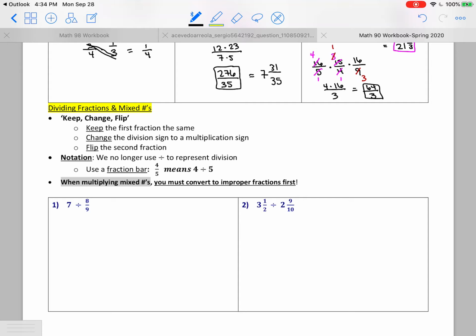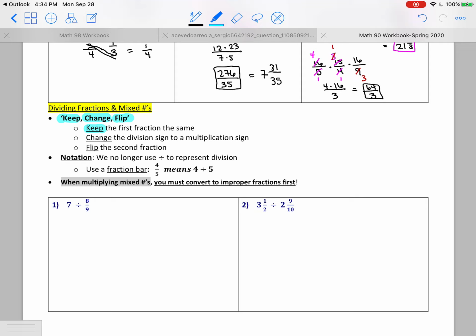All right, let's move on and talk about division of fractions. So division of fractions has different rules than multiplication of fractions. On the NROC videos, they called this the keep, change, flip method. That was kind of their motto for division. And what we do is we keep the first fraction. Okay, we keep that the same.